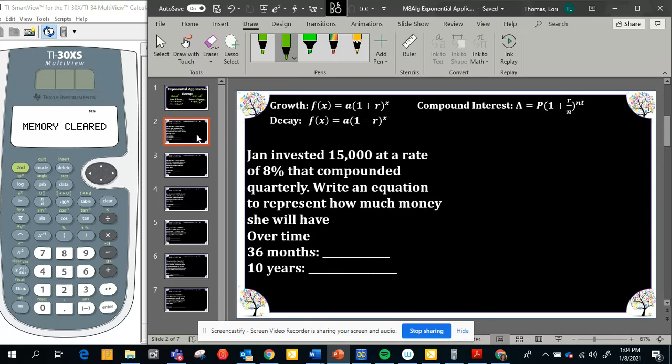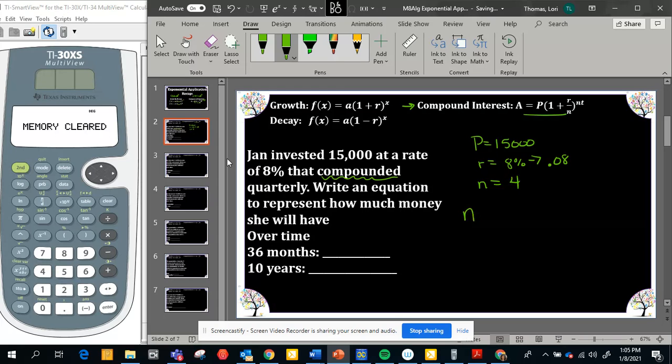Jan invested $15,000 at a rate of 8% that was compounded quarterly. So here we go. Because it has compounded, we know we're going to use this formula. We're going to write an equation to represent how much money she will have over time. So let's identify the parts. Our principal is going to be the $15,000 that she invests. Our rate is 8%, but we're going to convert that to a decimal, which is 0.08. And then n, the number of times it's compounded, is quarterly. And the word quarterly means 4. There are 4 quarters in a year.